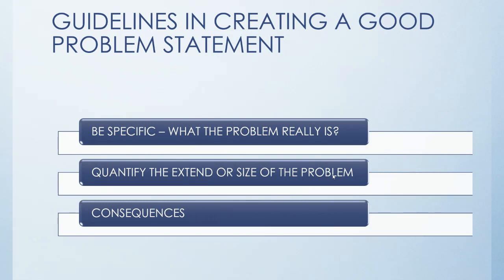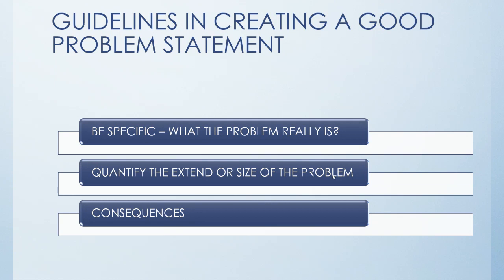Okay, so guideline in creating a good problem statement. First, you must be specific. What the problem really is. Kena spesifik. Contoh global warming, itu terlalu umum. So you must be specific. Dia punya temperature makin lama makin tinggi. So that is a problem.